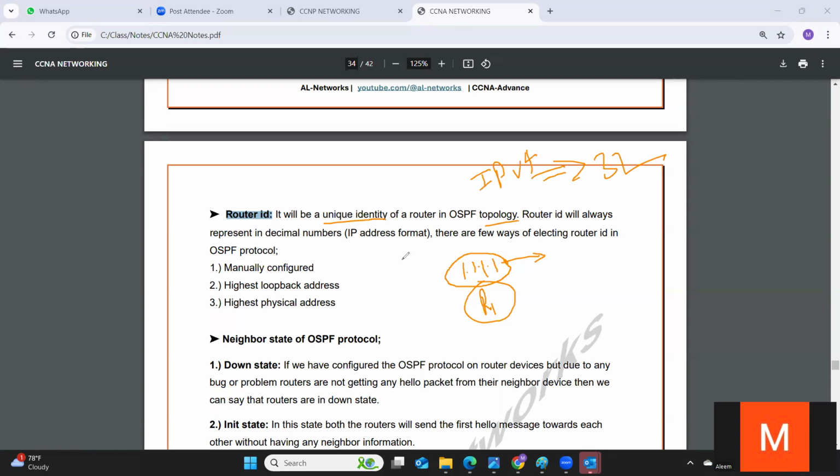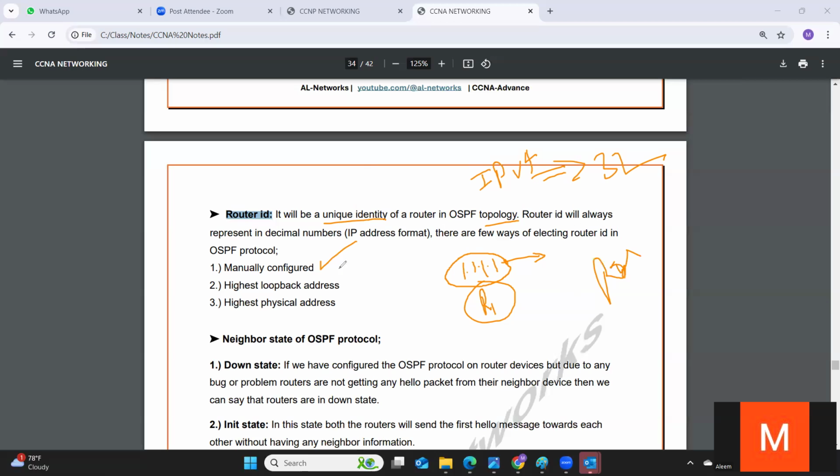In IPv4 format, there are a few ways of electing the router ID. If you are not configuring the router ID in the OSPF protocol, it will be elected by default. So how will it be elected? First of all, it checks whether you configured it manually. We have a manual configuration for the router ID. I'll show you in the lab how to configure the router ID.